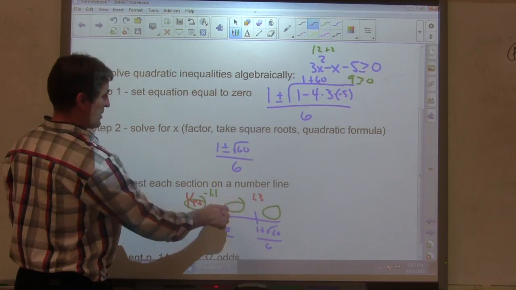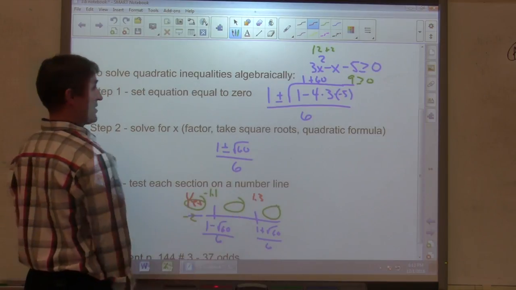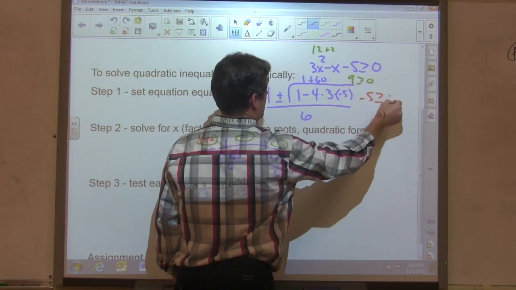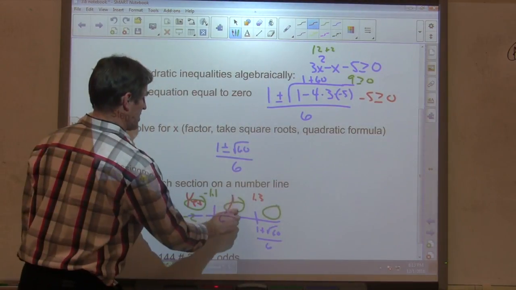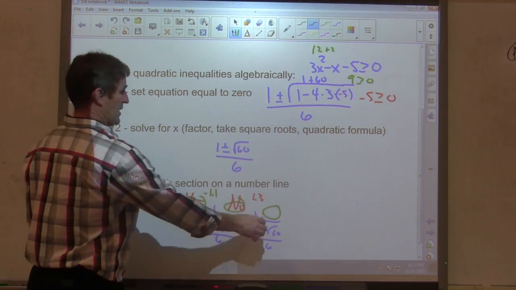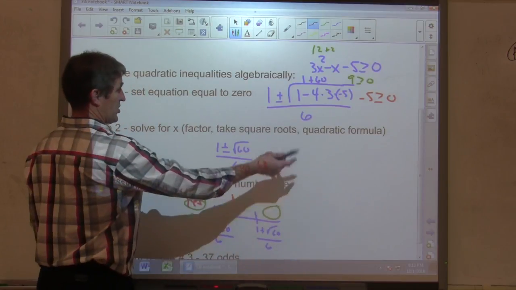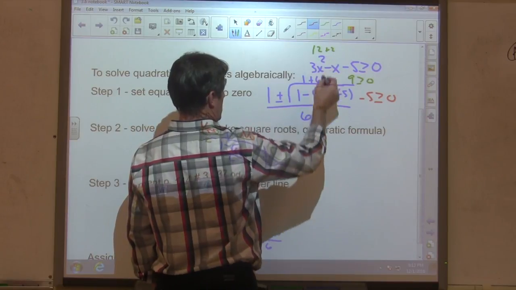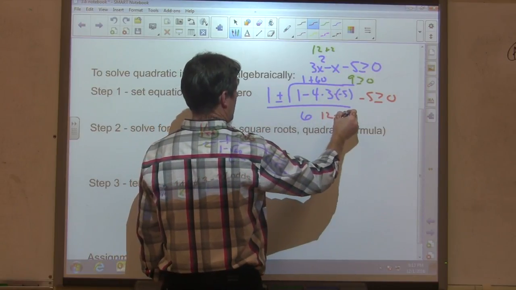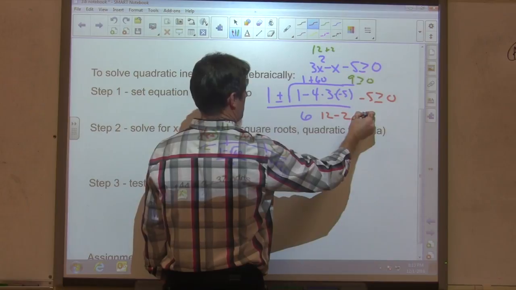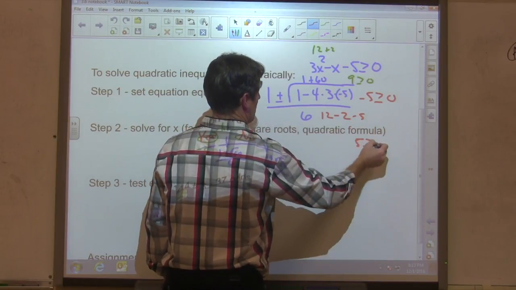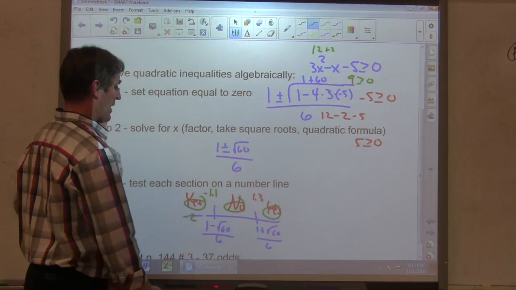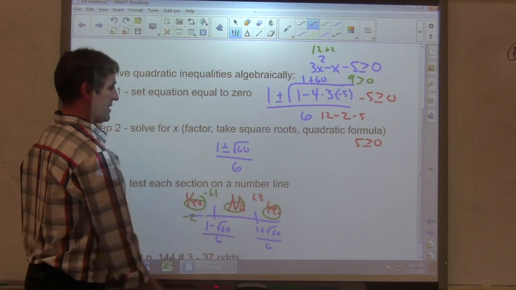But I know 0 is between the negative and the positive, so I'm going to try 0. Well, 0, negative 5 is not greater than or equal to 0, so this is a no. And then we check the number outside, so again, let's just take 2, something bigger than 1.3. So 2 squared is 4, times 3 is 12, minus 2 is 10, minus 5 is 5, and that is greater than or equal to 0. So that's a yes. And so now we have the numbers outside of this.